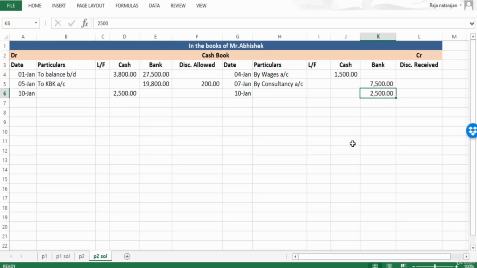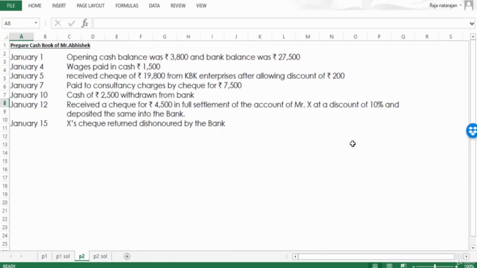Okay, so what is happening here? Cash is withdrawn from the bank. So bank account is credited and debit is going to cash account. So we'll say to cash account, and here we'll say by bank account. Finished. Next, on 12 January, received a check for 4,500 in full settlement of the account of Mr.